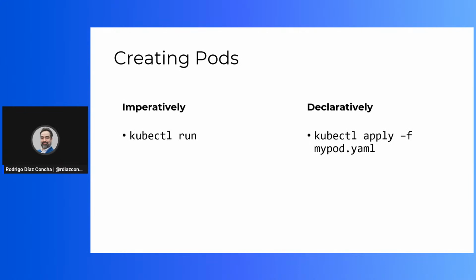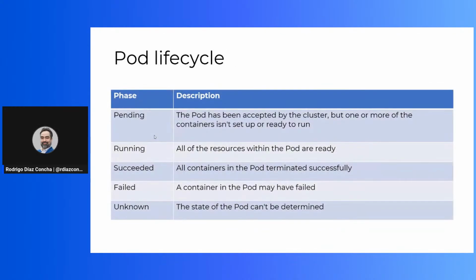Anyways, for creating pods, you can do that imperatively or declaratively, as I mentioned before, right? And the pods, they have a life cycle, okay? The life cycle is right here on the screen. So initially, a pod is pending. In other words, the pod has been accepted by the cluster. However, one or more of the containers aren't set up or ready to run, okay? And then the pod will be running, or it could be in the succeeded state if the pod happened to end, okay? And it could also be in a failed or unknown state.